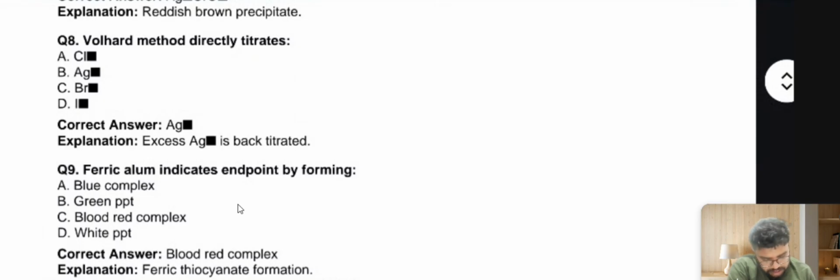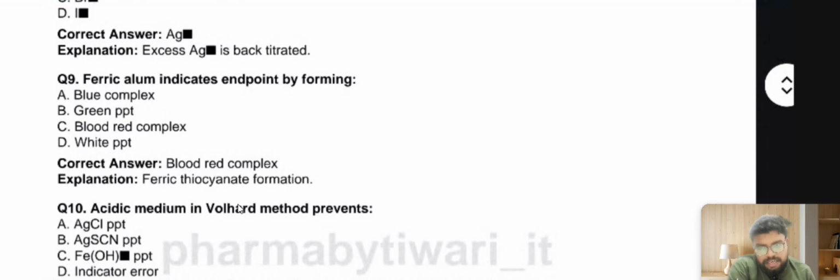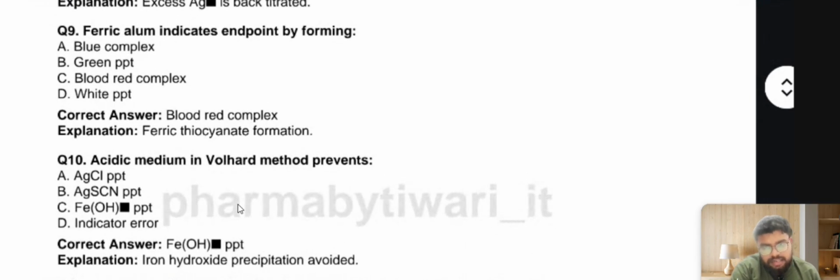Let's see question number 10. Acidic medium in Volhard method prevents AgCl precipitate, AgSCN precipitate, Fe(OH)3 precipitate, indicator error. Which type of precipitate may be prevented in acidic medium? Let's see the correct answer. The correct answer is iron hydroxide precipitation is avoided.